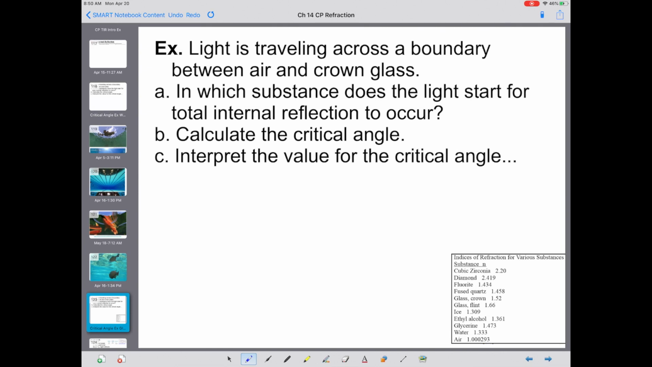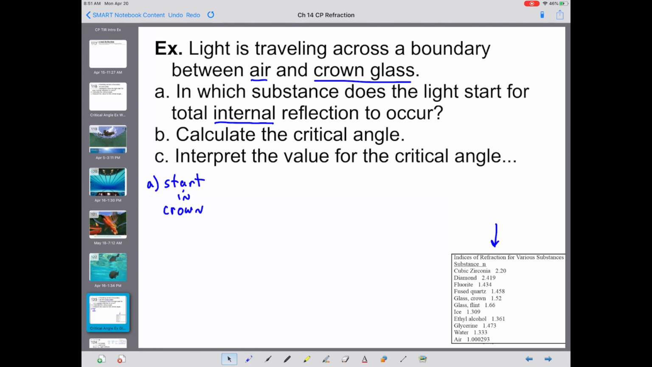So let's recap with one example. Light is traveling across a boundary between air and crown glass. In which substance does the light start for total internal reflection to occur? Well, remember that it is internal, which means your light has to start in the substance that has the higher index of refraction. So checking our index of refraction values here, our boundary goes between air and crown glass. Crown glass will have the higher index of refraction, so then the light must start in that crown glass.